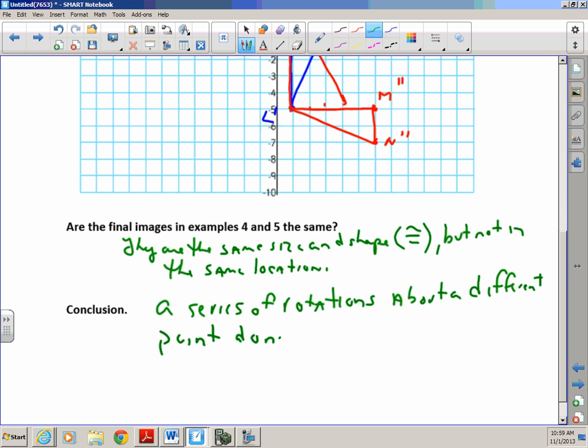do not result in a figure that is in the same location. I'll write that down.